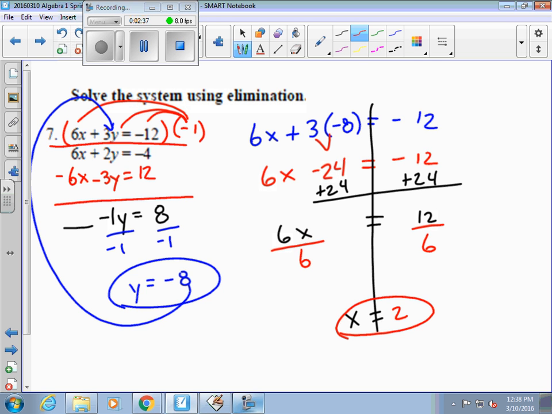Again, you did all of the hard work. You'll get no credit if you turn it in like this. It is x comma y, or 2, -8. Here is the solution to the ordered pair of the system, 2, -8, that's 1 point.